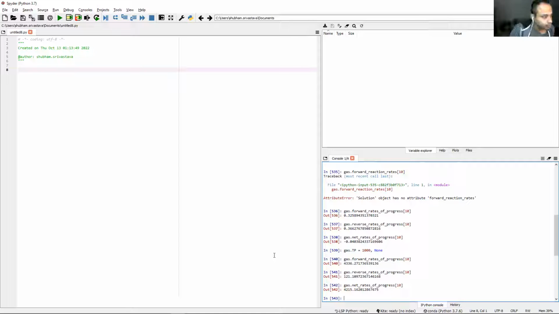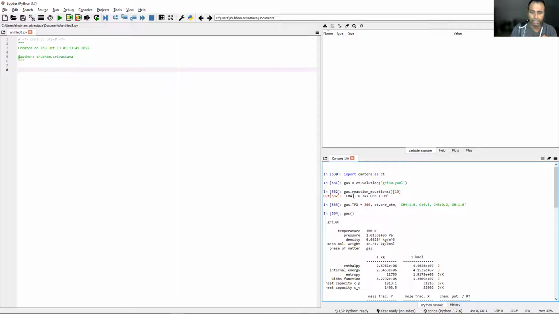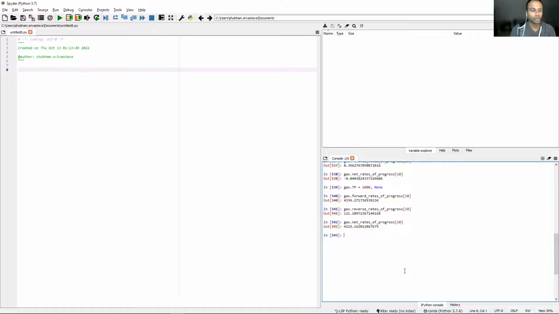Right now, there is another function that tells you the creation or the destruction rates of each of the species. So let's find out what is the rate at which, say, methane, CH4, is being produced or destroyed, rather consumed or produced in this equation. So that function is called creation rates. So that will give you gas dot creation rates.